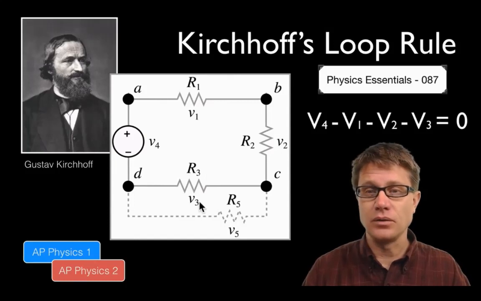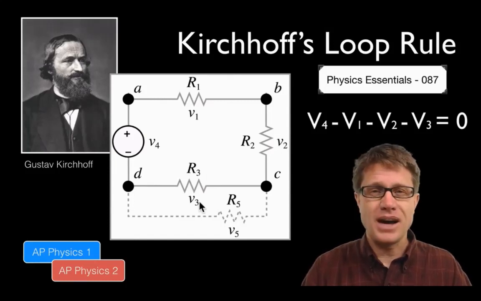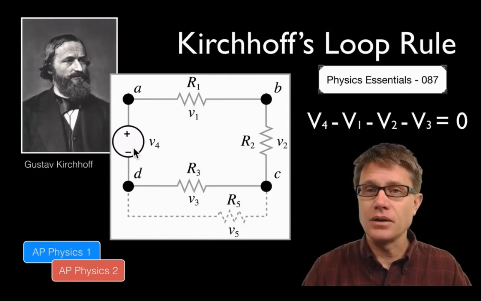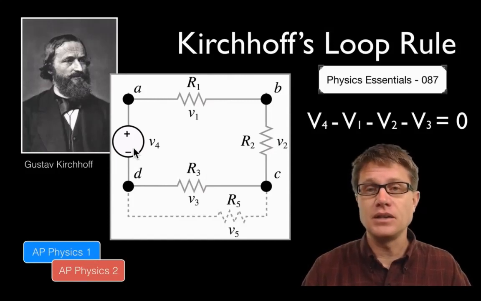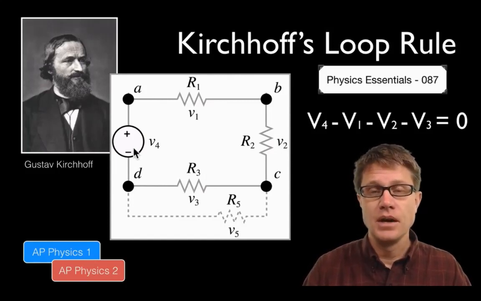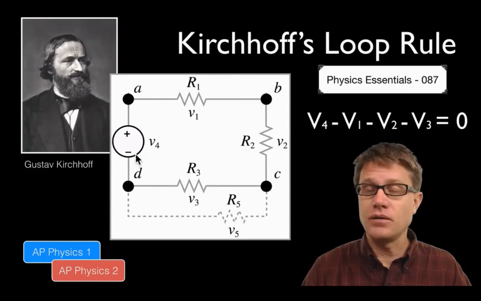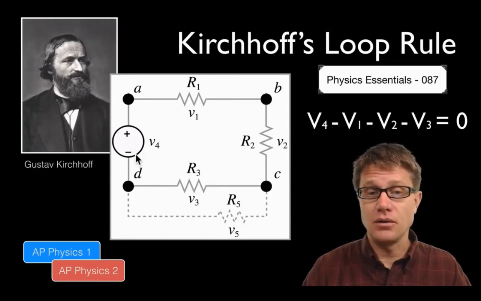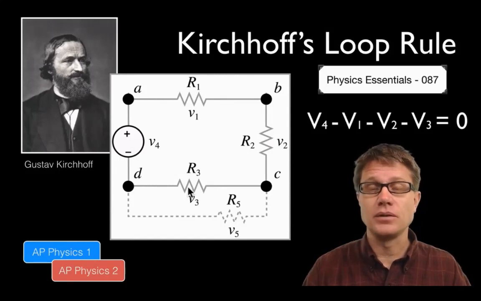So the sum of all the voltages is equal to 0. Now, how does that work? Well, remember the battery is a voltage lift. It's giving charge potential energy, and then we're losing that energy through this resistor, and that resistor. And so the sum of all of the voltage differences is 0. The lift minus the drop minus the drop minus the drop is equal to 0.